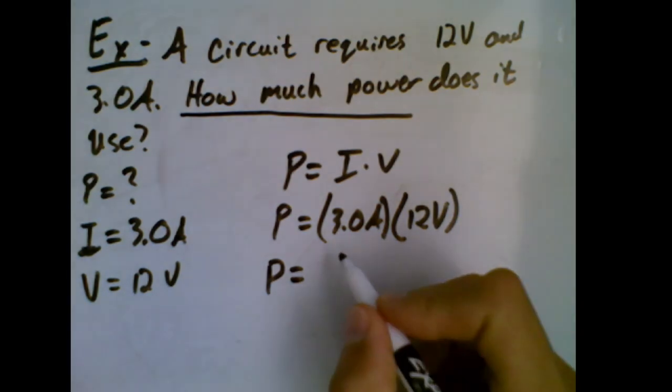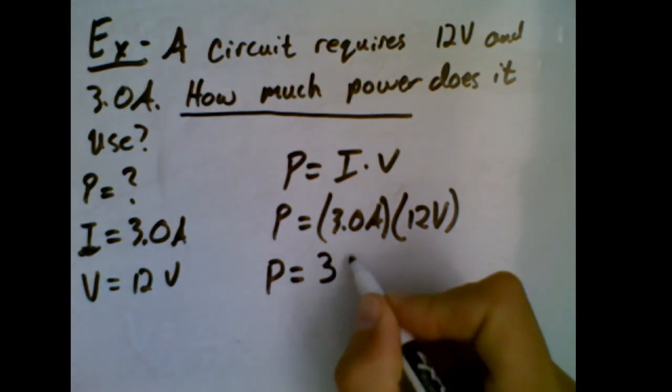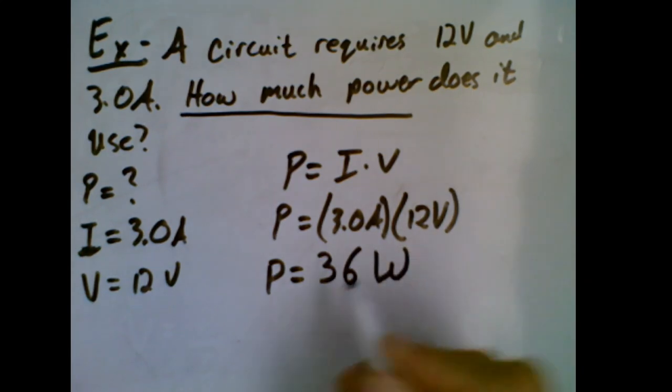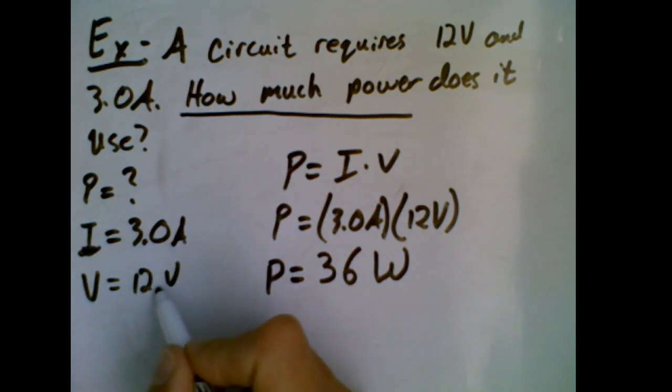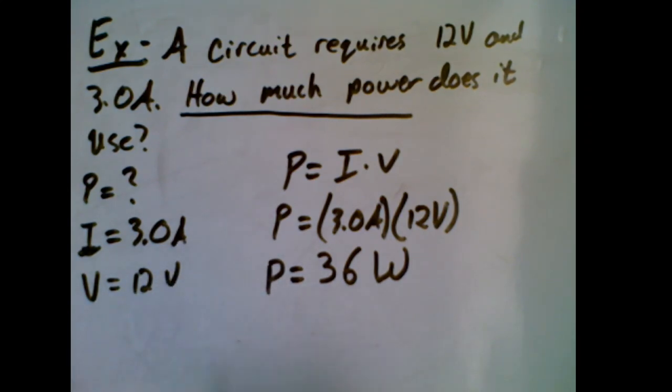After we do our calculation, we are going to get 36 watts. We need to keep two significant figures because we have two significant figures in all of our numbers.